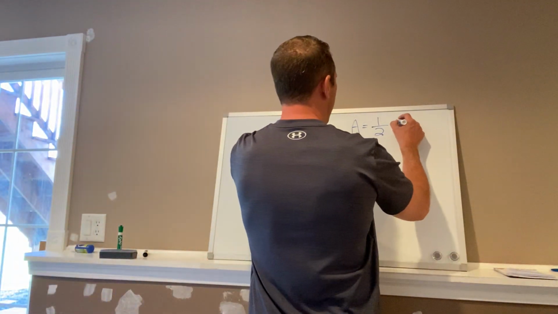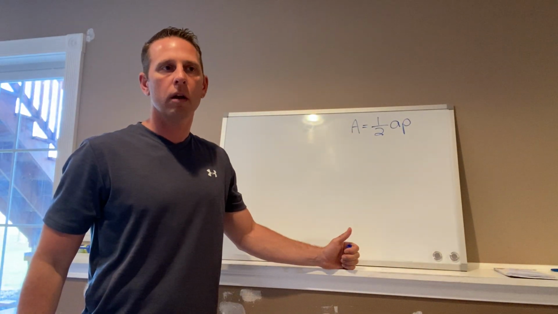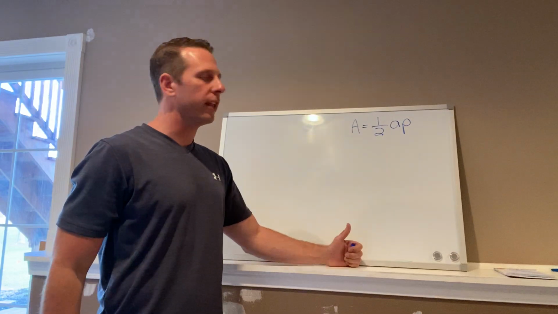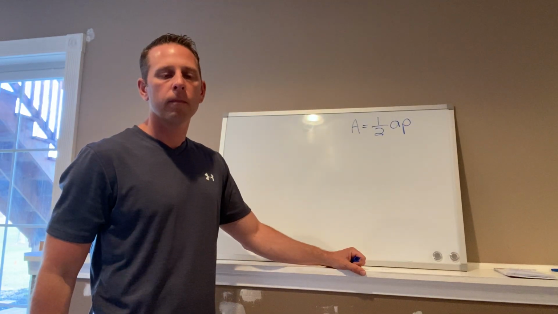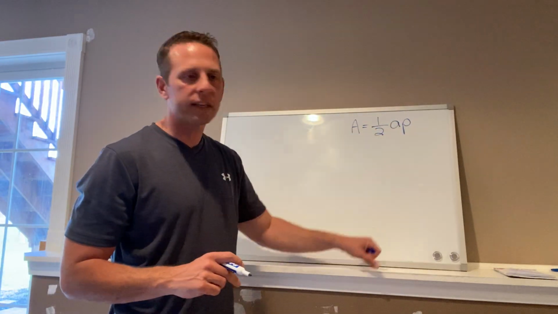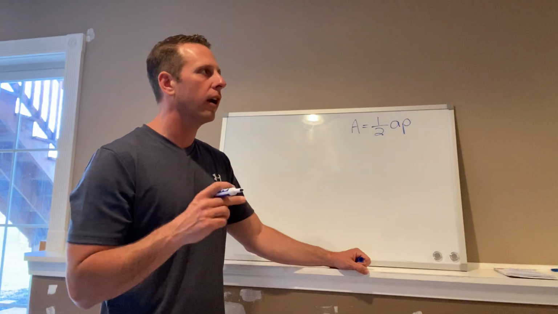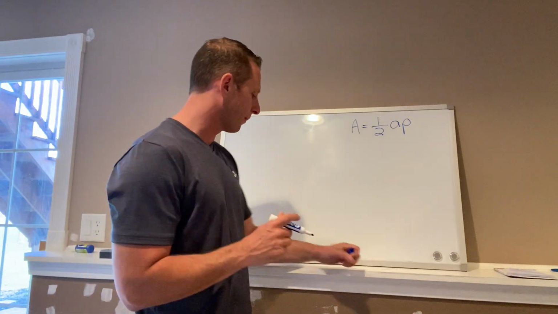Area equals 1/2 AP. What does the A stand for? Apothem. Very good. What the heck's an apothem? The distance from the center to the side. What's P stand for? Perimeter. The distance all the way around. Area of a regular polygon.